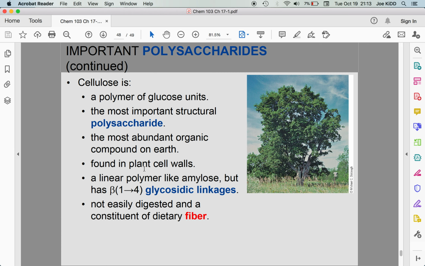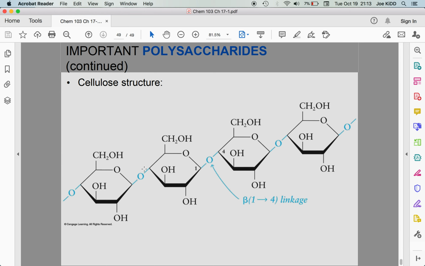For us as humans, typically cellulose is not very easy to digest, and so for us, there's no real nutritional value, and it has more to do with being a source of dietary fiber. And here you can see that beta 1,4 linkage that I was talking about earlier that links the cellulose together.